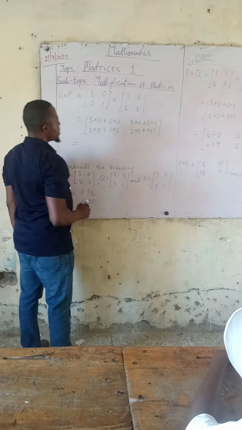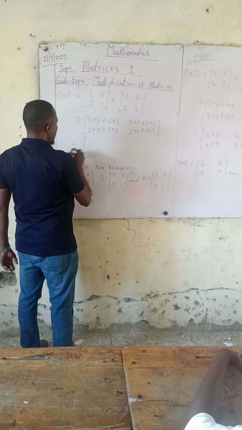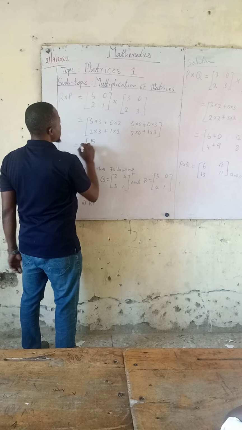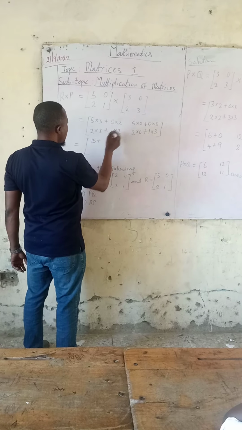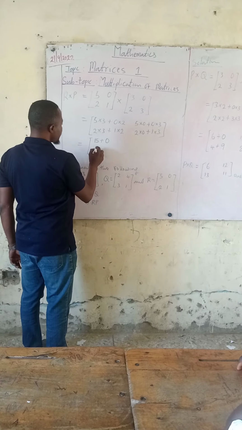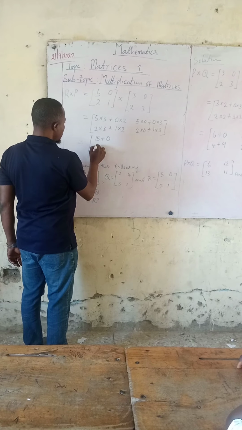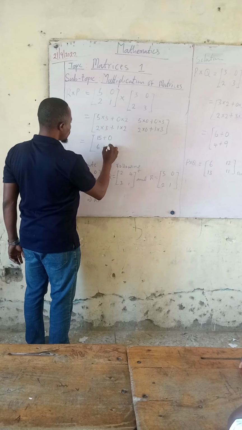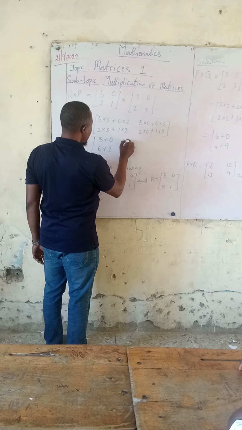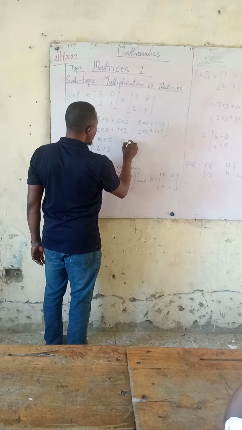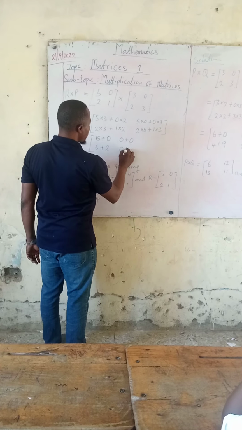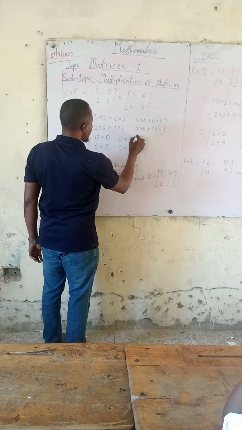Now, as we have it like this, we will write out the answer. 5 times 3 will give us what? 15. Plus 0 times 2 will give us what? 0. Now 2 times 3 will give us what? 6. Plus 1 times 2, 2. Now 5 times 0, 0. Plus 0 times 3, 0. 2 times 0, 0, plus 1 times 3, 3.